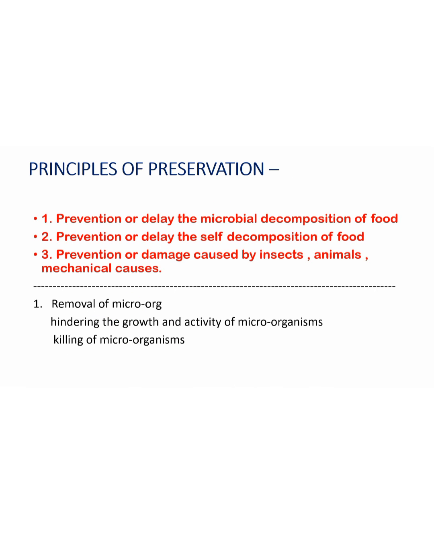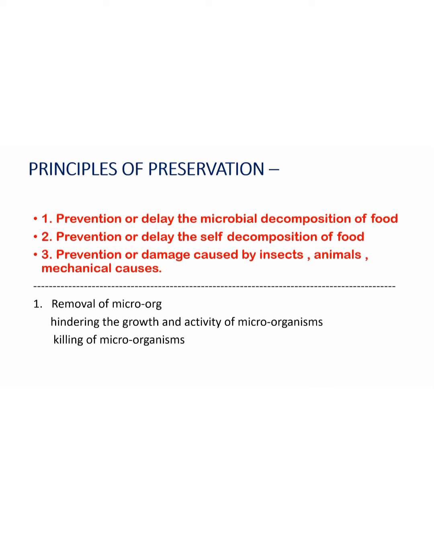Okay, so when we learned about the spoilage of the food, we need to learn about the principles of preservation. There are three principles of preservation. First is to prevent or delay the microbial decomposition of the food. That means to delay the microbial decomposition, because we cannot stop the microbial spoilage after some time, but we can at least increase the consumable days and delay the microbial growth.